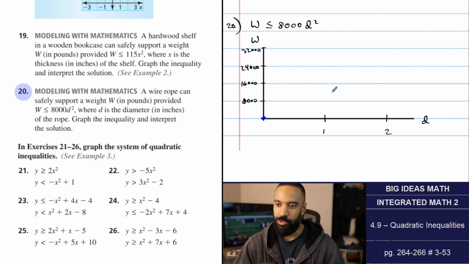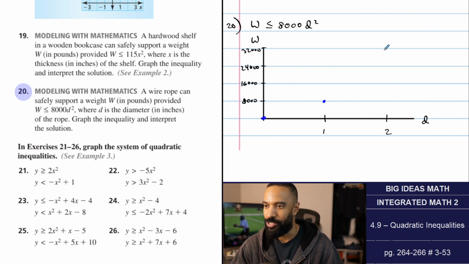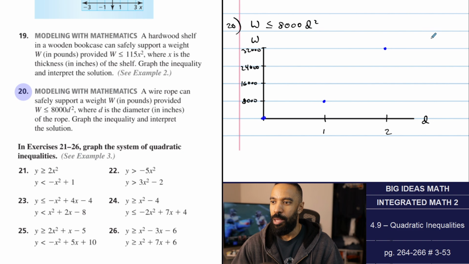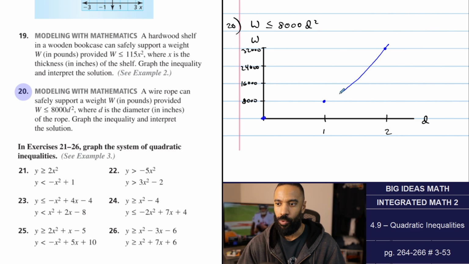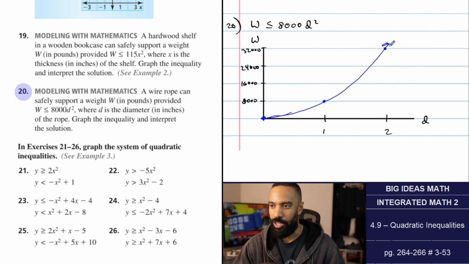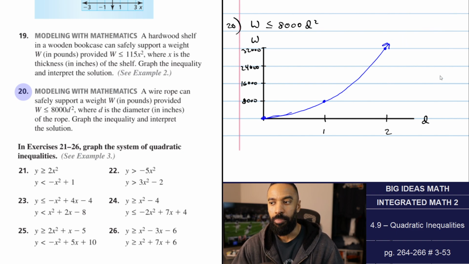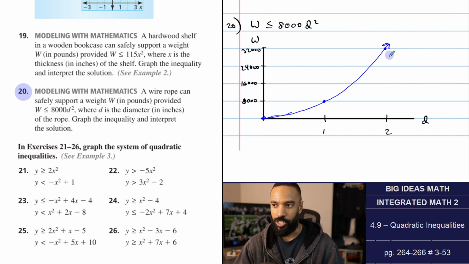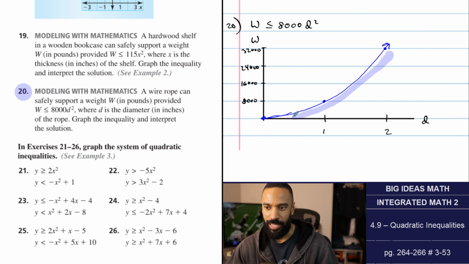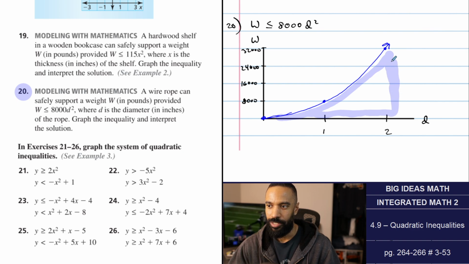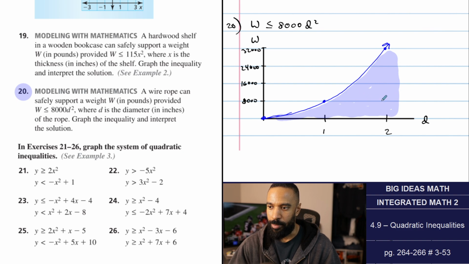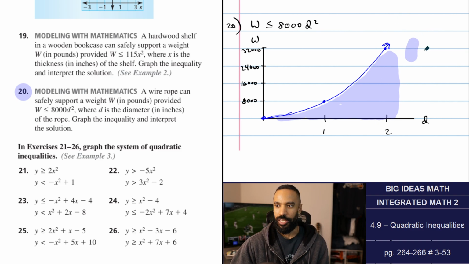All right, we hit 0, 0. We hit 1, 8,000. We hit 2, comma 32,000. Maybe we can interpret this time something that's not a solution, that does not work for this. I have to see what the context is again. But it is, once again, a solid line, and it is, once again, shading below. Honestly, I could have just copied and pasted my other graph and just changed the numbers on the w-axis and changed the x to a d. Same idea. If you did both problems, same idea. If you're learning, try it for yourself and see what you get there.